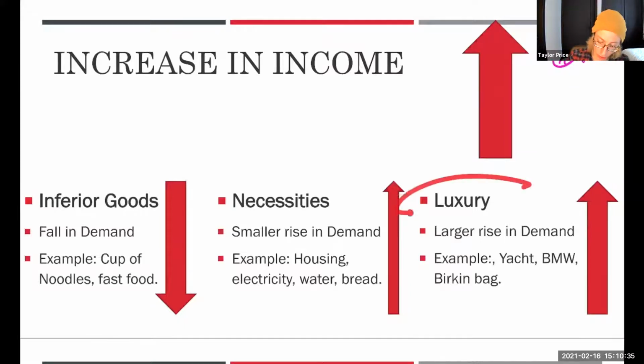Whereas for luxury goods, there's going to be a larger rise in demand. That could be something like a yacht, a BMW, or a Birkin bag, whereas necessities are things that we need, like housing, electricity, water, and bread.